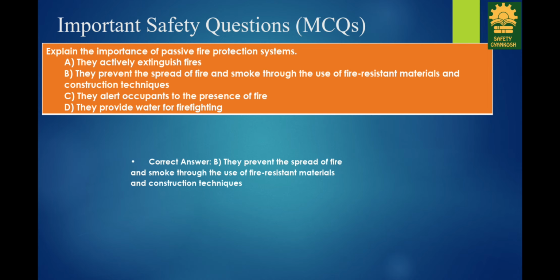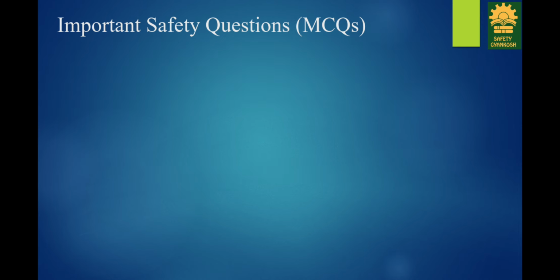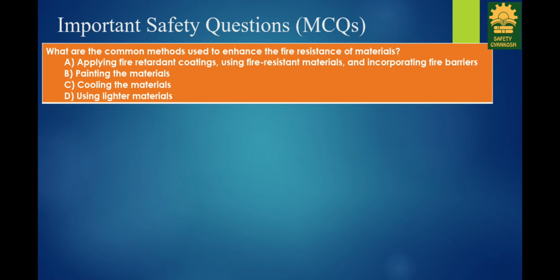There are two types of fire protection systems, active and passive. The answer is B. They prevent the spread of fire and smoke through the use of fire resistance materials and construction techniques. See, a passive fire protection system means fire has taken place and it is stopping the spread of the fire, so it works through fire resistance material and construction techniques. Let's move on to our next question.